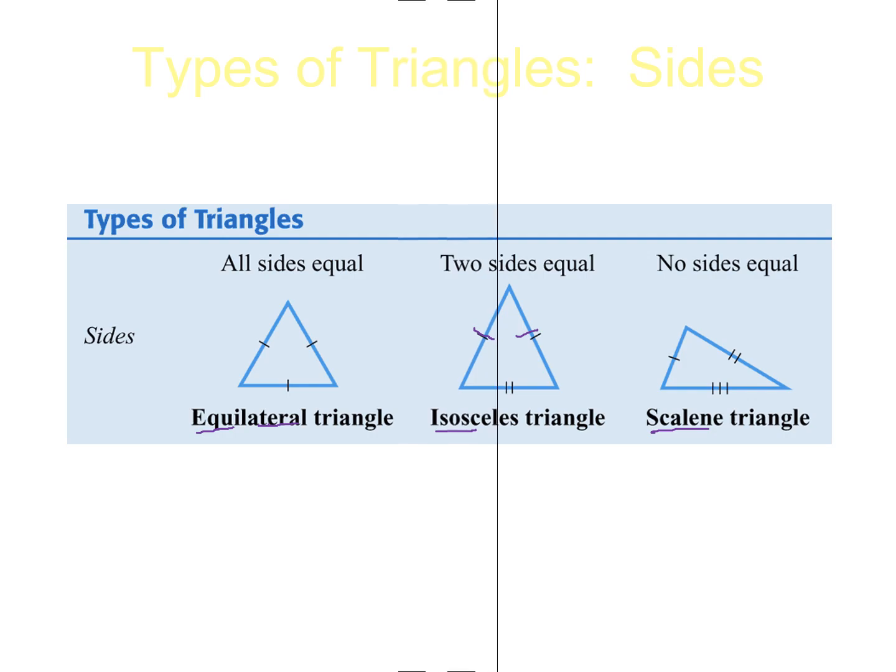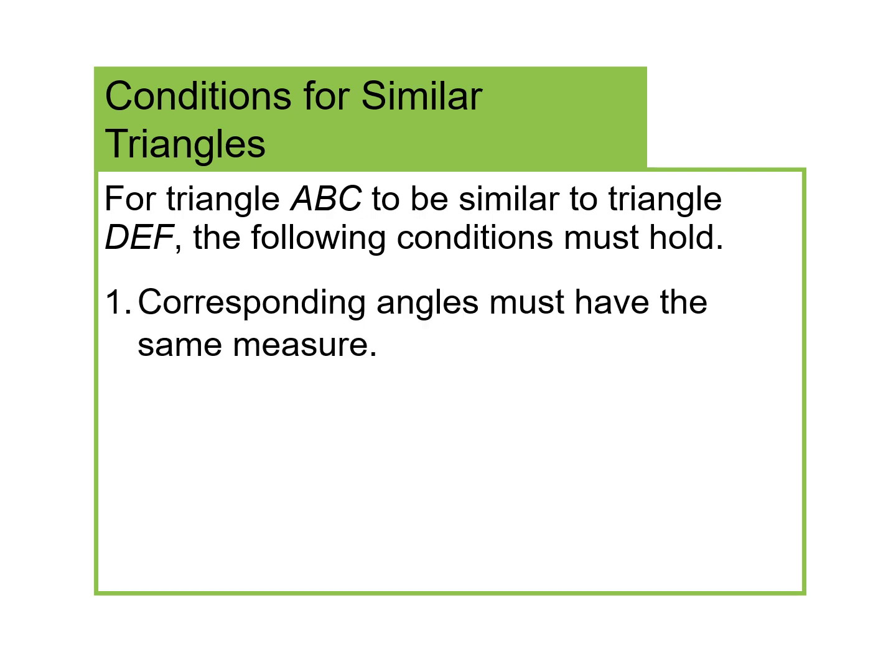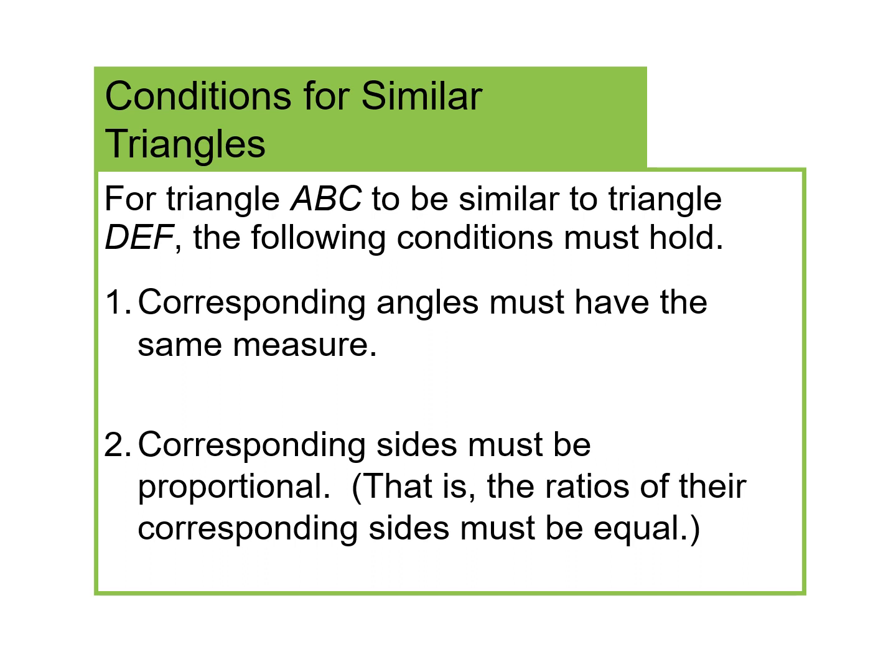Now, for a triangle ABC to be similar to DEF, you have to have the following conditions. The corresponding angles have to have the same measure, and the corresponding sides must be proportional. That is, the ratio of corresponding sides has to be equal. These similar triangles aren't identical triangles, but they have these two characteristics.